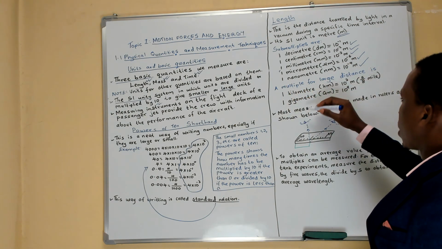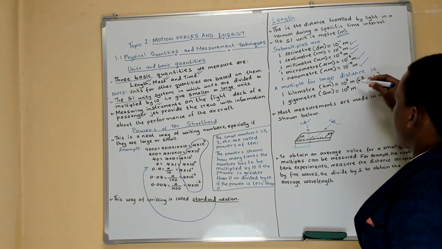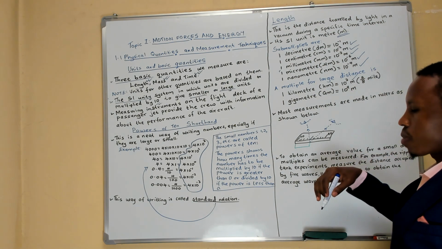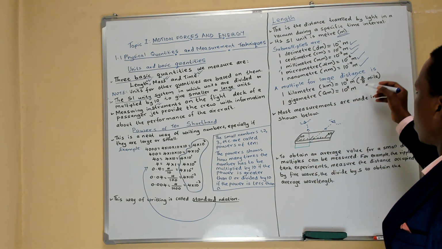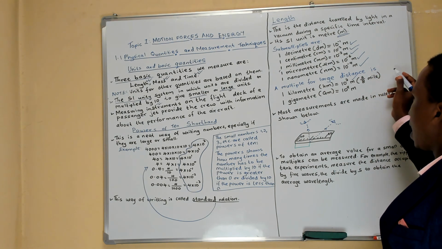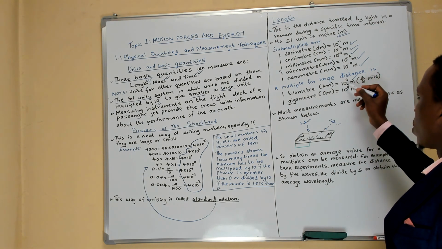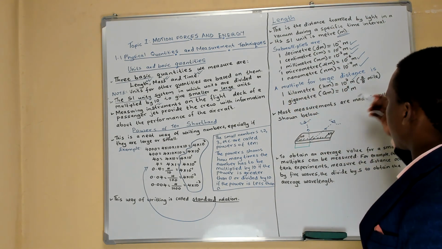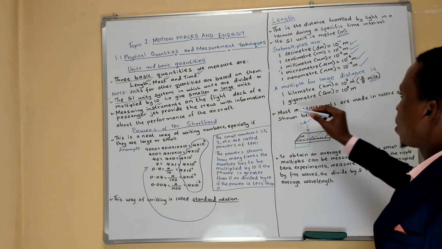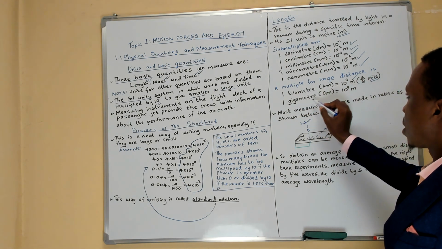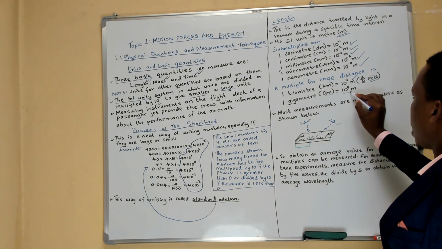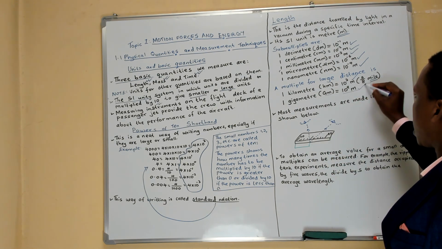Then we have the multiples for larger distances. 1 kilometer is the same as 10 power 3 meters, and 1 kilometer is the same as 5/8 mile, or 10,000 meters is the same as 5/8 miles, in terms of miles. Then we have 1 gigameter, which is the same as 10 power 9 meters.